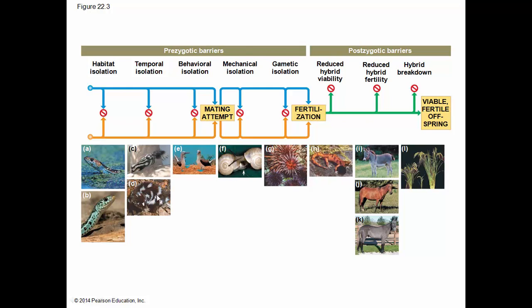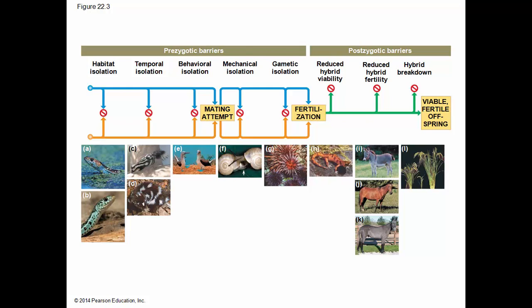Here we have the eastern and western spotted skunk. They breed during different times of year. So even though they might produce offspring, they never do, because the breeding season is distinct for each species.